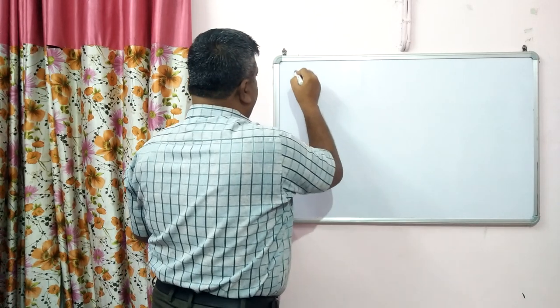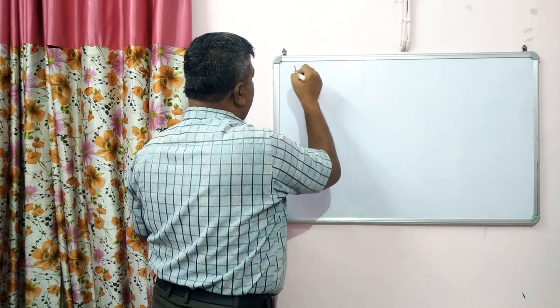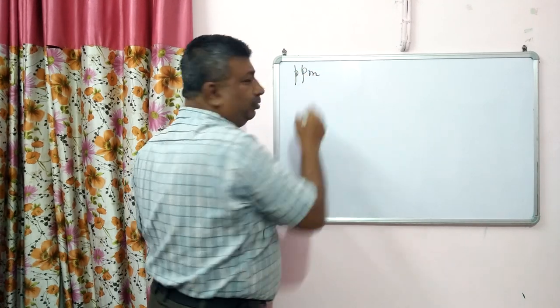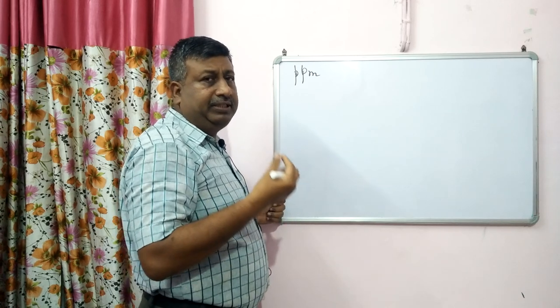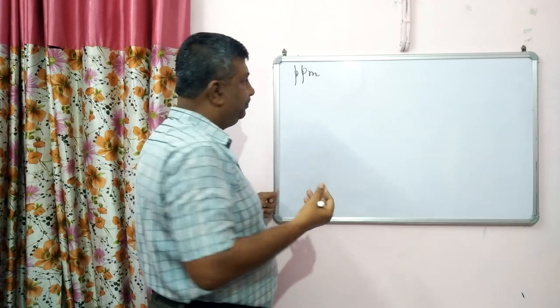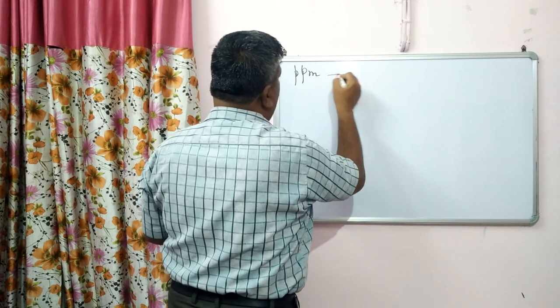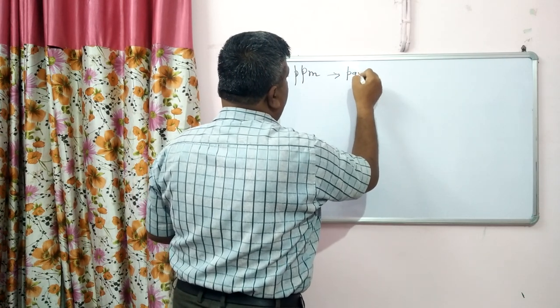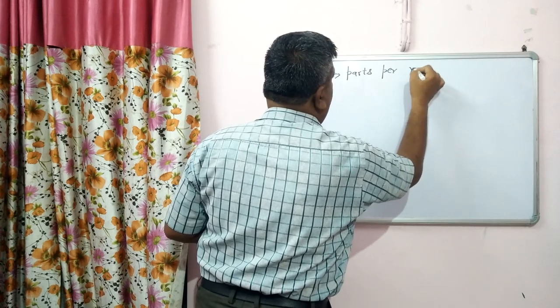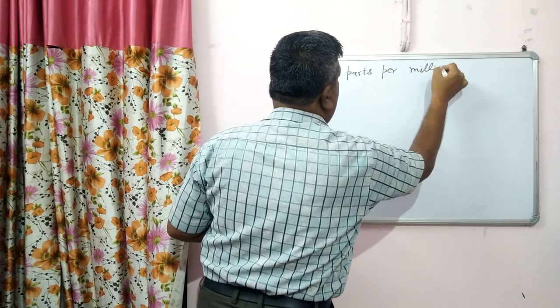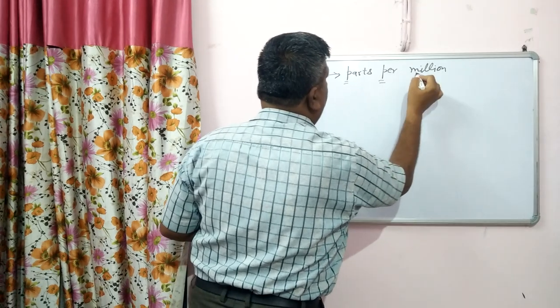So what is ppm? First understand. A ppm solution is used for those materials which are required in very small amounts, so generally it is used for hormone application. What is the meaning of ppm? Ppm means parts per million.